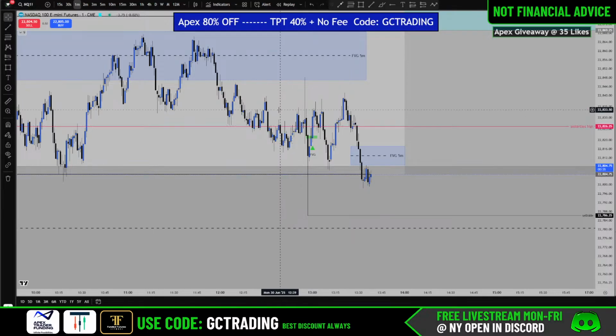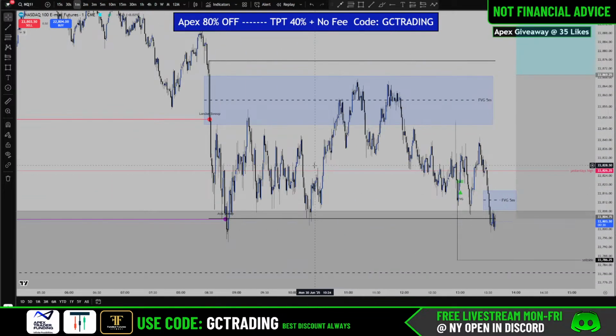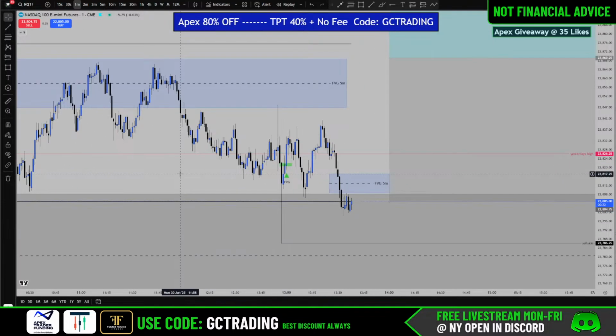Just been working on the indicator. It's getting close, like the update's getting really close. I don't play Rocket League. I play NQ.